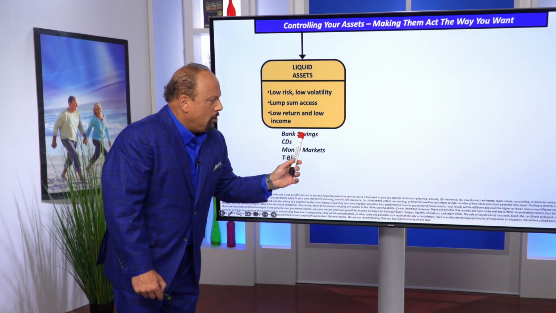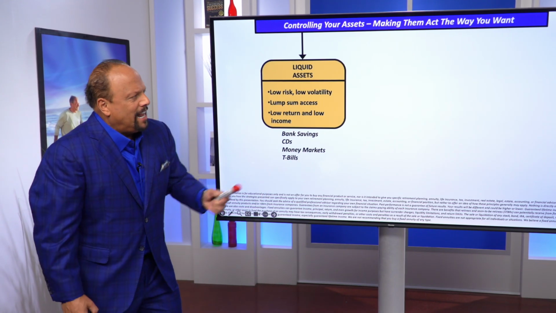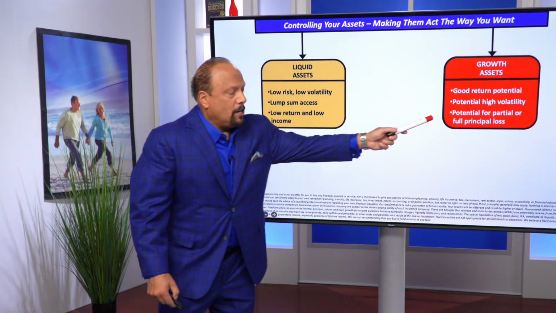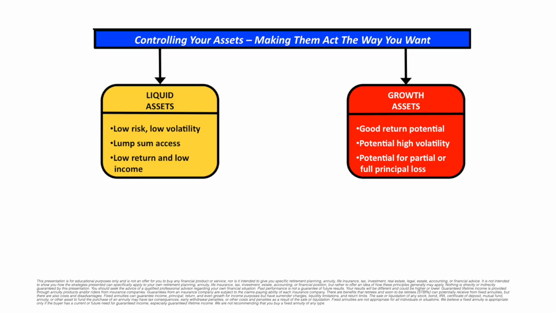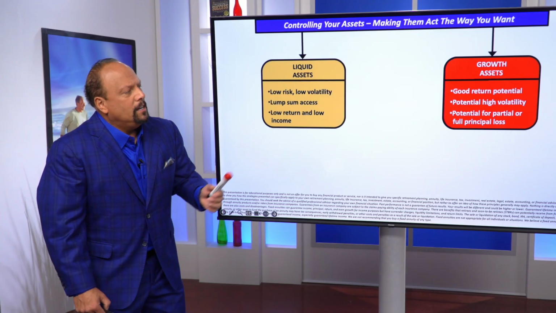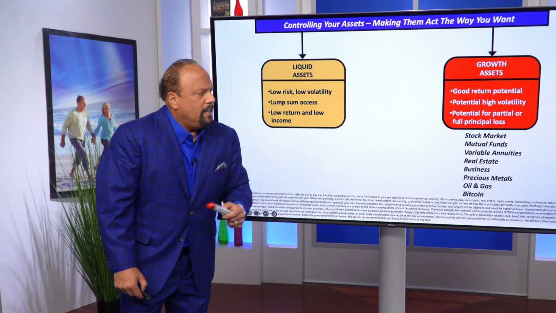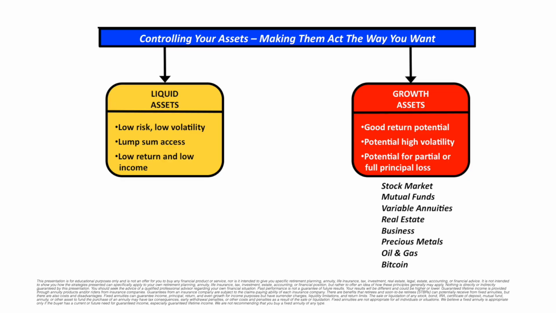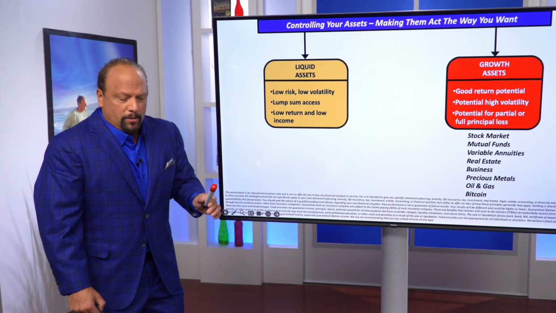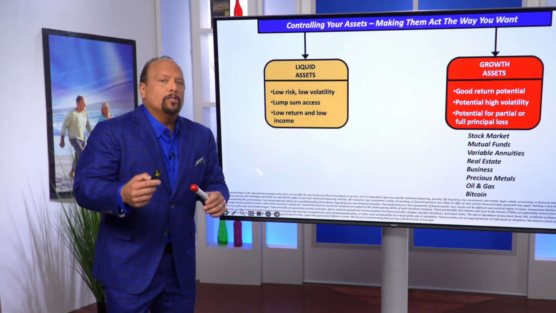Problem is, most people have a little bit of money in the gold bucket when they come in and we do an analysis, and they have most of their money in this red bucket, growth assets, because they want a good return potential. High volatility comes with it, and they have potential for partial or full principal loss, but they forget about that or they're not told that. Well, what is that? Stock market, mutual funds, variable annuities, real estate, businesses, precious metals, oil and gas, even Bitcoin. So that has the highest potential for rate of return, but it also has the highest risk of large losses.